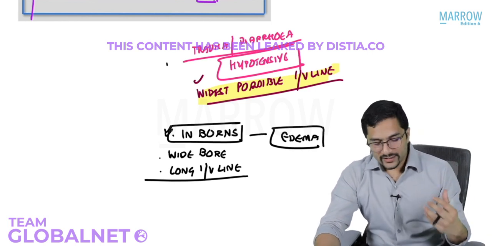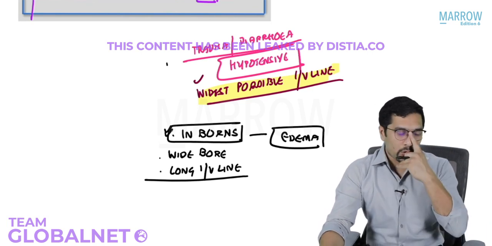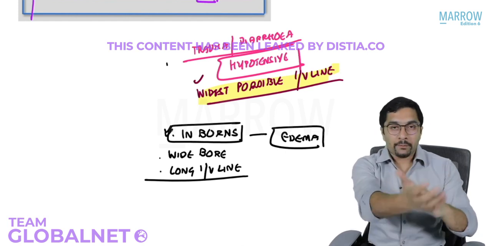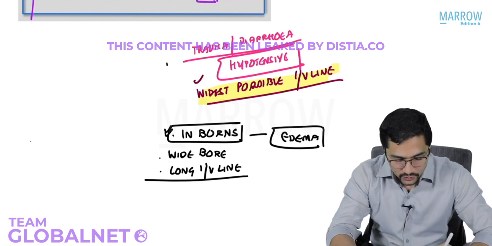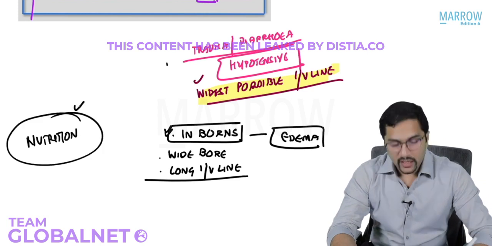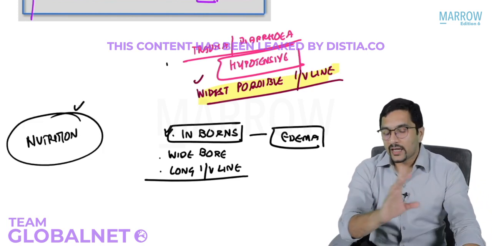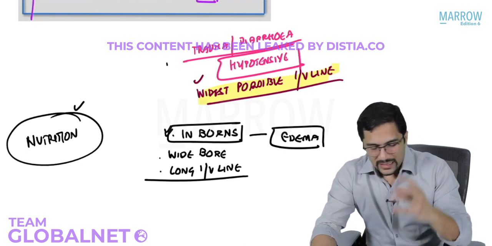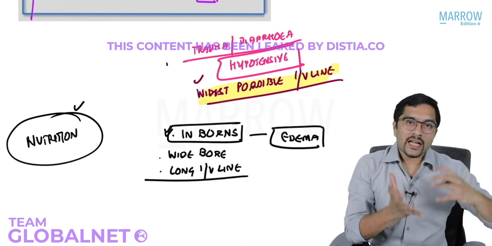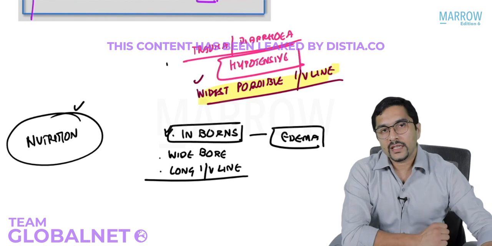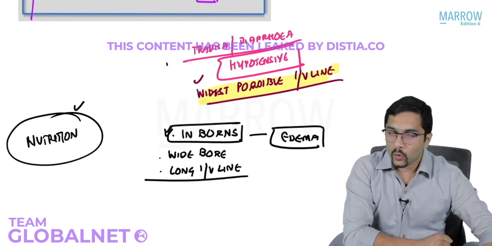So these were some points regarding IV lines which I wanted you to know. Other IV access in the form of central line or PICC line, these I've covered in the nutrition module. So you should go through the nutrition module as well. I've covered PICC lines and central lines in detail there. So once we've put in an IV line, now our patient who was admitted for surgery is ready to be shifted to the OT.